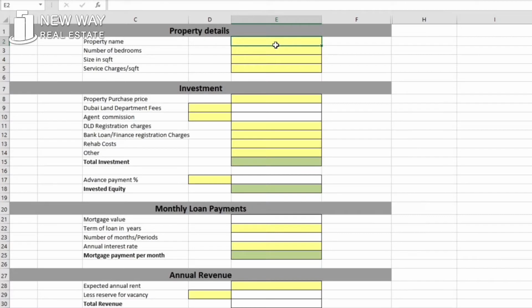So this is a template that I've done in Excel for us to base our example on. We start off with the property details, the property name. In this case, we are doing a furnished studio in JVC. The number of bedrooms, in this case, it's a studio. The size in square feet for this example is 460 square feet. The service charge per square feet in this building is 15 dirhams.